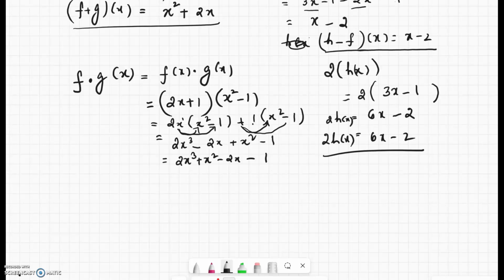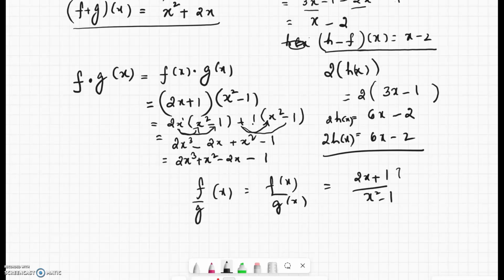Now similarly, I could divide one function by the other. f over g of x is the same as f of x over g of x. So I can go 2x plus 1, which is f of x, over g of x, which is x squared minus 1. And this gives me the equation of f over g of x.